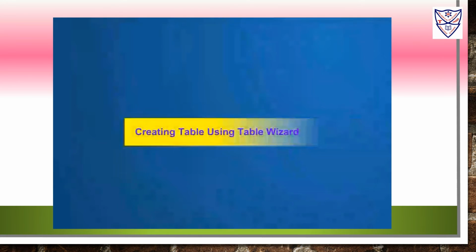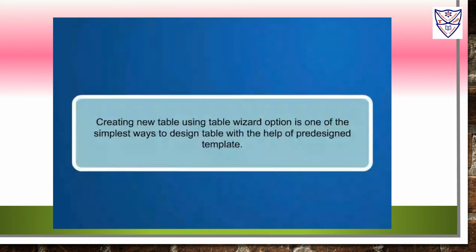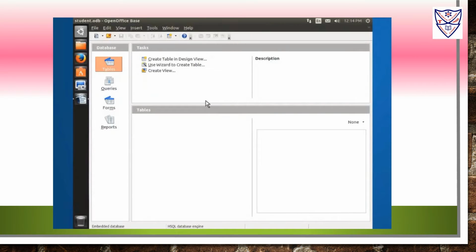Creating table using Table Wizard. Creating a new table using the Table Wizard option is one of the simplest ways to design a table with the help of a pre-designed template. To start the Table Wizard, click on Tables option in the Database section. Select Use Wizard to create table option in the Tasks section.